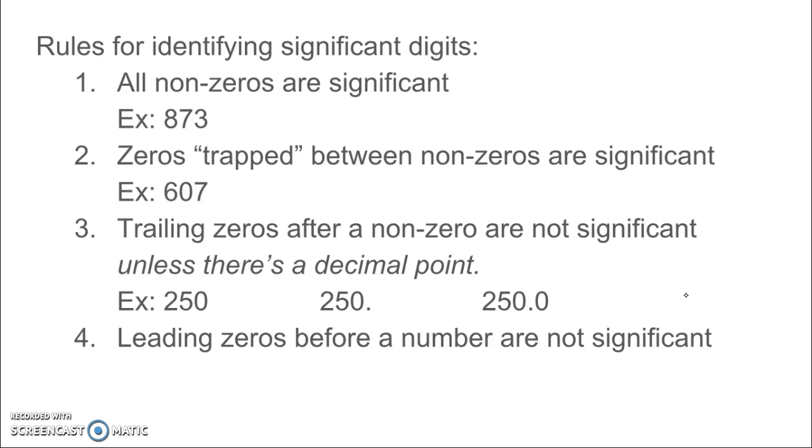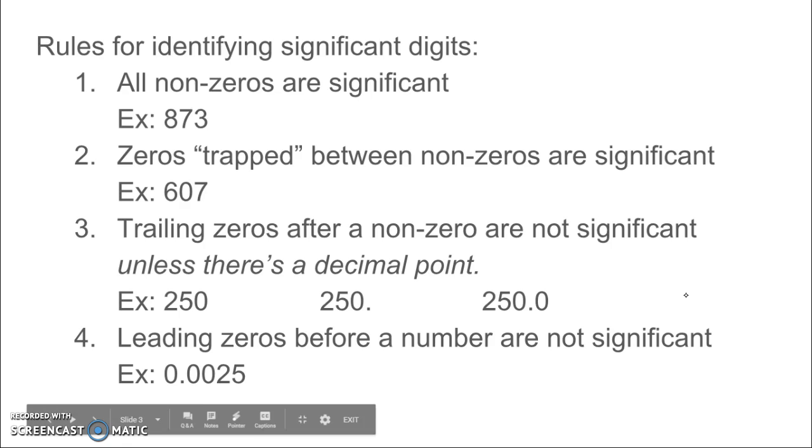Now the last rule: leading zeros before a number are not significant. I have an example right here, 0.0025. Notice rules 1 through 3 do not apply to these zeros because these zeros, first of all, are zeros. Number 2, they're not trapped. And 3, they are not trailing behind the 2 and 5. They are now before it. They are leading. So these are not saying that we are accurate up until the ones place. This is just saying this 25 is really, really small. So we are not going to count these 3 zeros as significant. This 2 and this 5 are the only significant digits in this, so we say this number has 2 sig figs in it.